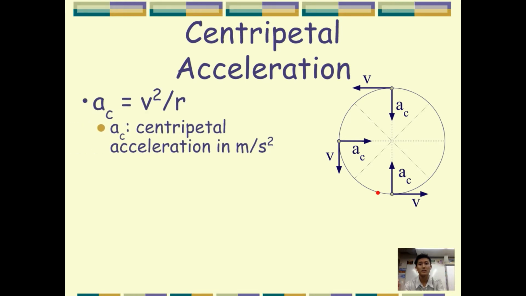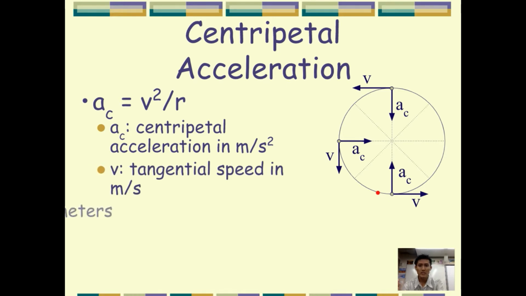Okay, and so here's our equation for centripetal acceleration. Centripetal acceleration is our velocity squared divided by our radius in meters. So we're going to be measuring our radius in meters. Our velocity is what we call tangential speed, because it's kind of the straightaway line based upon this curve, in meters per second. We square it and divide by radius to get our centripetal acceleration.